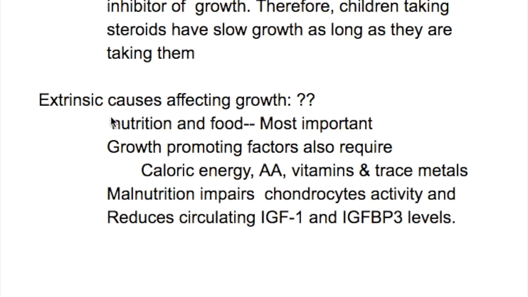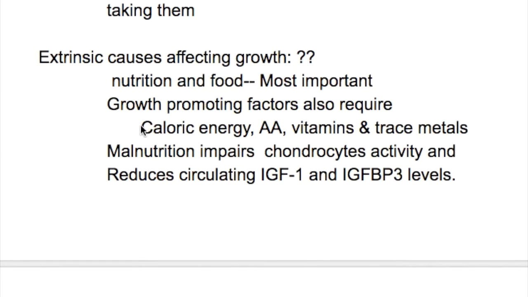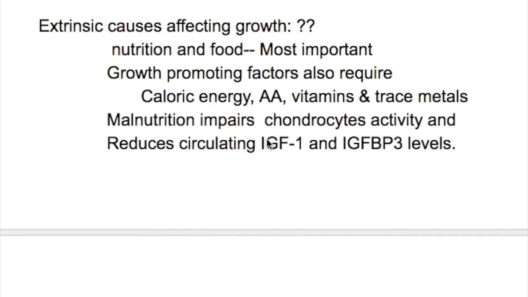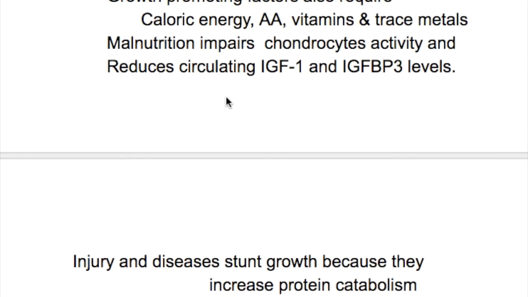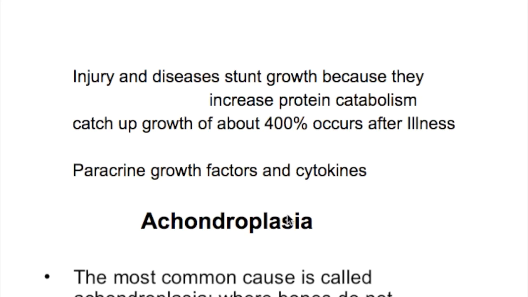So what are the extrinsic causes affecting growth? Nutrition and food are the most important causes affecting growth. Growth promoting factors require caloric energy, amino acids, vitamins, and trace metals. Malnutrition impairs chondrocyte activity and reduces insulin-like growth factor and its binding protein levels. Injury and diseases stunt growth because they increase protein catabolism. And there is a catch-up growth of about 400% that occurs after an illness.